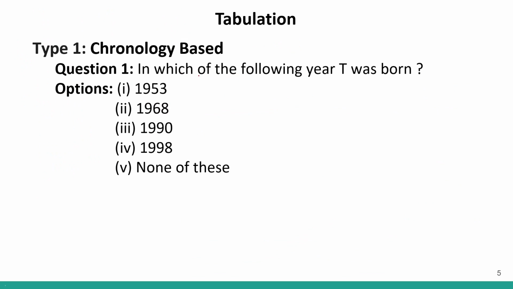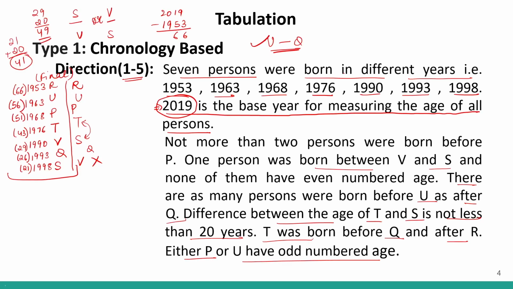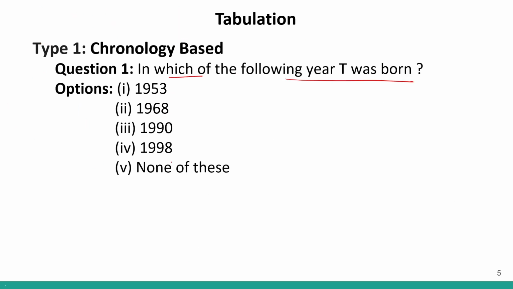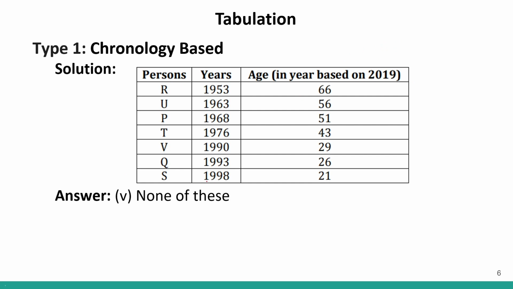The first question says, in which of the following years was T born? So we have to identify the year in which T was born. Going back to the arrangement, T is over here. Which year is T born in? 1976. So T is born in 1976. In the options, I do not see 1976. Therefore, my answer will be option number 5, none of these. T is born in 1976. Correct? This will be my answer.